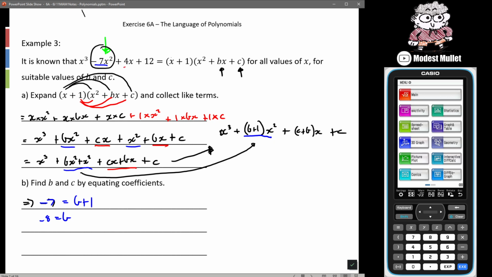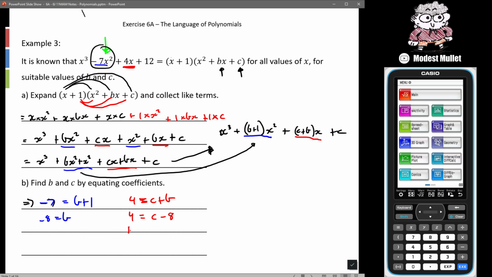Also, looking at the linear term, we have 4x. We now over here have c plus bx. It's obvious that 4 must be equal to c plus b. So we now know b was -8, so we get 4 is equal to c minus 8.